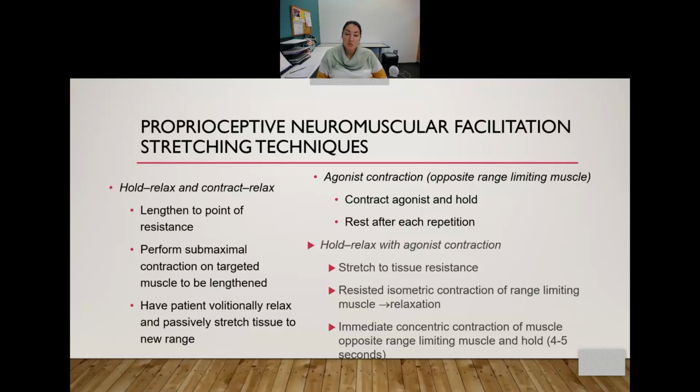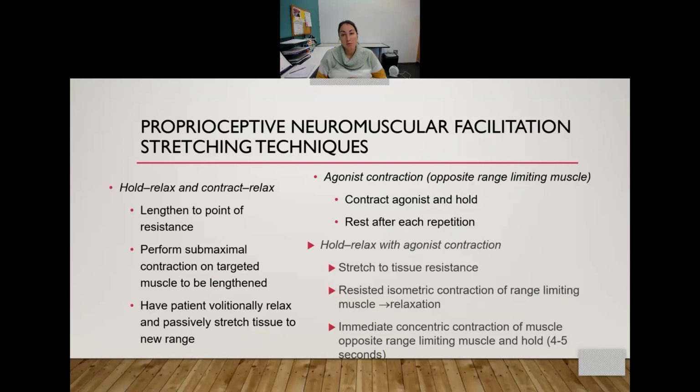Agonist contraction: you contract the opposite muscle and hold, and then rest after each rep. Contracting the opposite muscle should send an inhibitory message to the muscle you're wanting to stretch and allow it to relax better. The hold-relax with an agonist contraction: you stretch the tissue that you want to stretch, do an isometric contraction and then relax, and then immediately contract the antagonist and hold that one for 4 to 5 seconds.